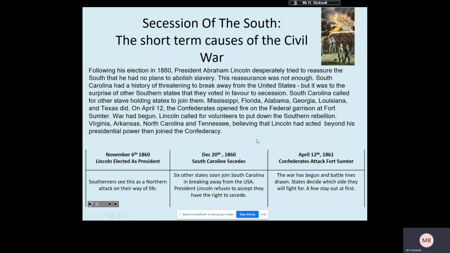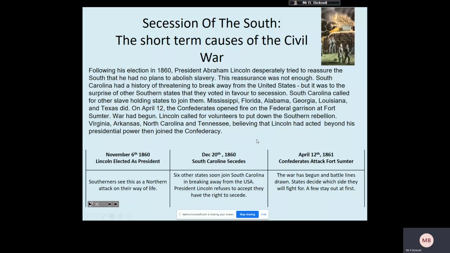But then the South make a dramatic decision. The South decide to attack the North, the Union, at Fort Sumter. And this kicked off the war. As soon as this happened, all the other southern states also seceded. They left as well. And the Civil War was on.